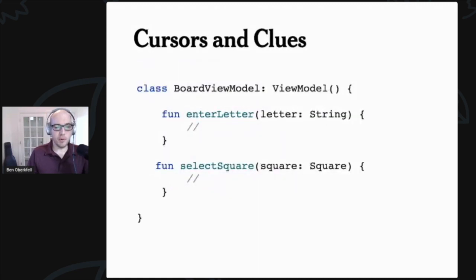Finally, we're going to make a view model that embodies the board. I've kind of elided some of the guts of it, but the interface that this board exposes is one for keying in a letter. As you use the keyboard to type a letter, we need to be able to fill it in. And then we need to be able to react when you select a square and update the state to show which squares are selected.